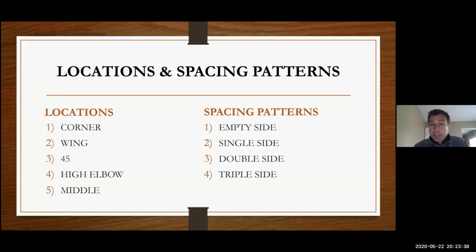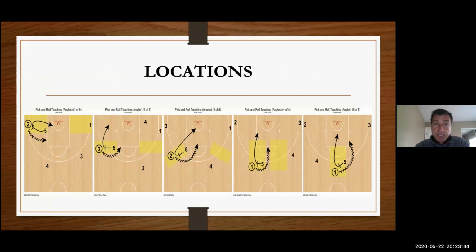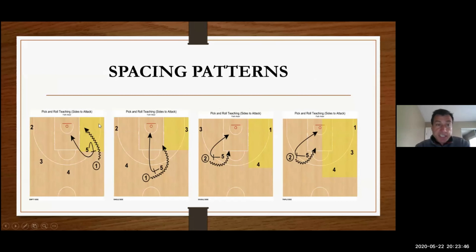Whether the ball is going to attack to an empty side, a single side, double side, or triple side. What I mean by that is this. The ball is going to attack to an empty side, so there is no one on that side. The ball is going to attack to a single side. In this case, the ball is going to attack to a double side. And in this case, the ball is going to attack to a 3-man side. Of course, you can easily switch this. The 3-man would be here, next time the 3-man would be here. You can put it wherever you want, but at the end of the day, you're attacking to an empty side, single, double side, or 3-man side.